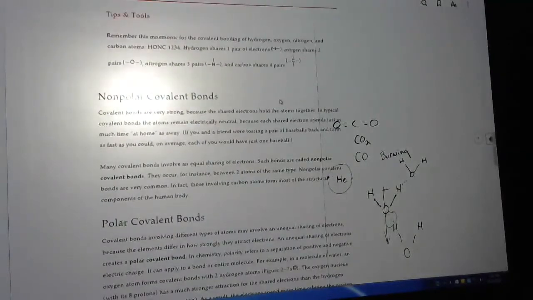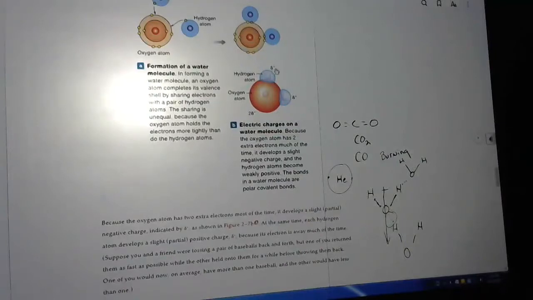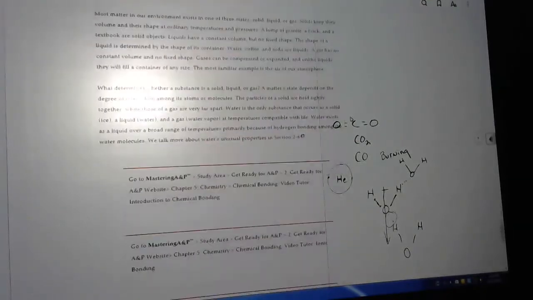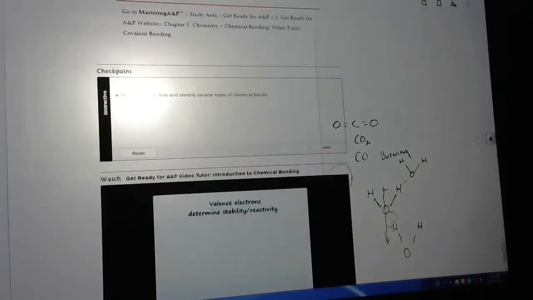Okay, this is talking about nonpolar covalent bonds and polar covalent bonds, and here's that example, water and hydrogen. So you see you have a net charge. This is the charge right here, positive and positive. So you end up with that positive line there, okay? Hydrogen bonds, here's what I was describing. These weak hydrogen bonds right there, okay? Surface tension. States of matter, solid, liquid, gas. I hope you guys already know that.